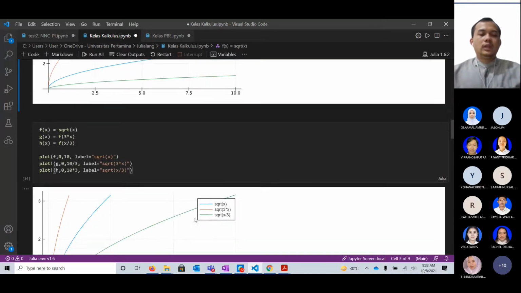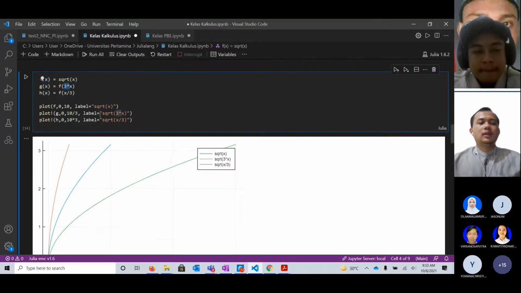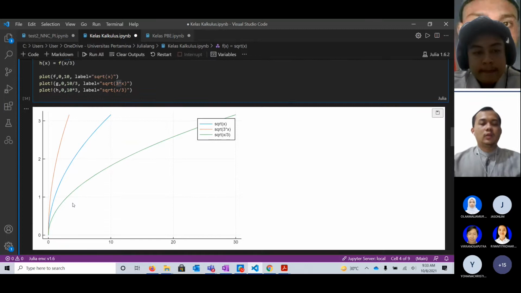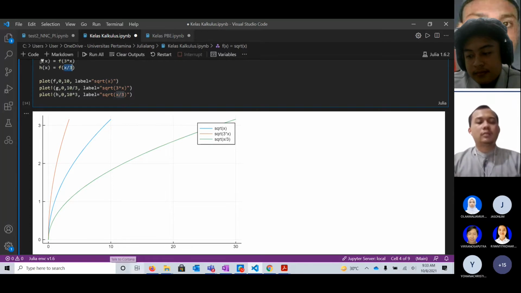Now, what if we multiply the x by 3 and divide the x by 3? Now, the difference is that, okay, we have square root of x, the blue one. If we multiply x by 3, meaning that we compress the graph horizontally. So from the blue one becomes the red one. And if we divide x by 3, meaning that we stretch the graph horizontally. So from the blue one becomes the green one.